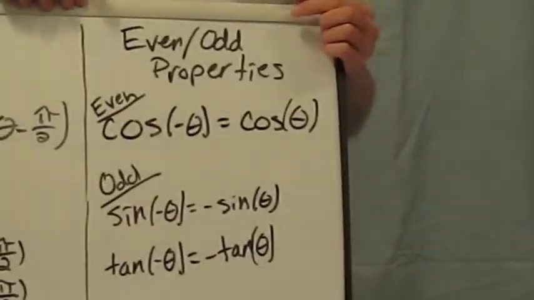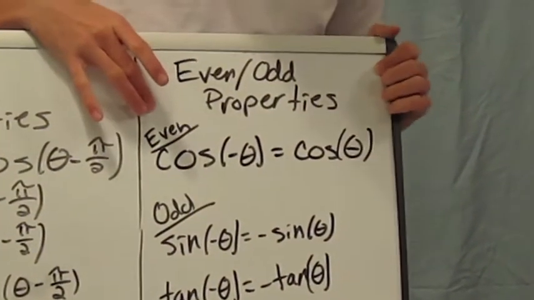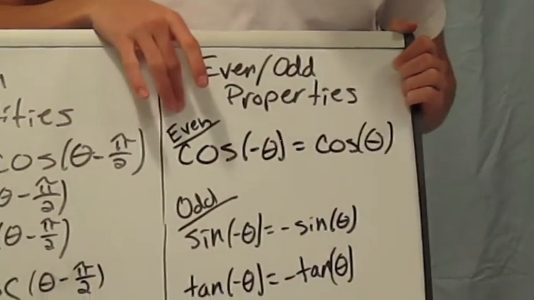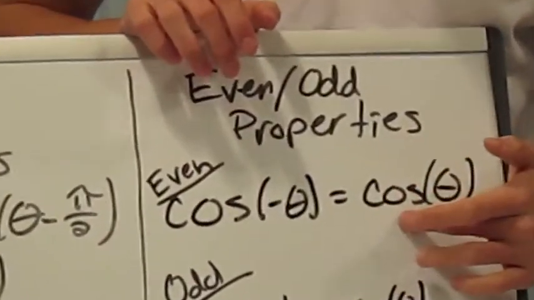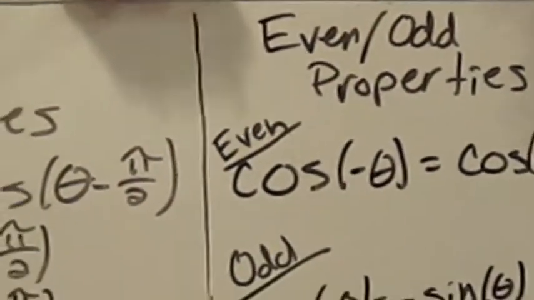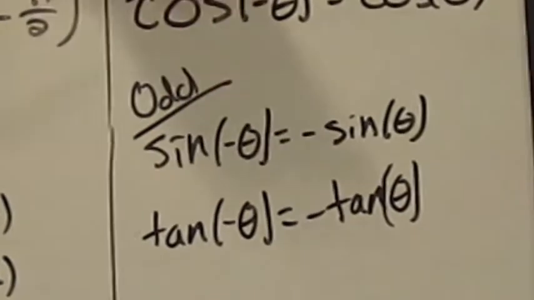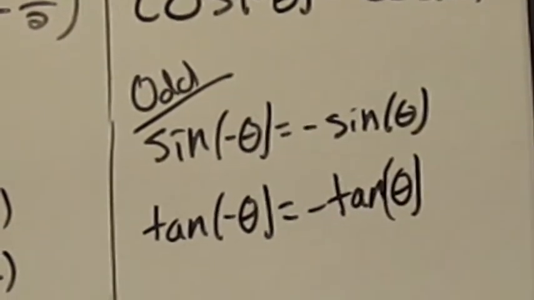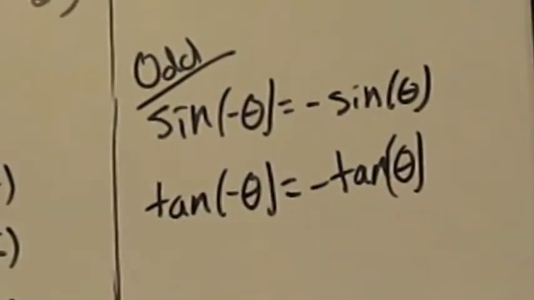Alright, under even odd properties, we have some pretty simple stuff going on. So our even property is cosine of negative theta equals regular cosine of theta. So nothing too interesting, you're basically just dropping the negative. Under our odd properties, we have sine of negative theta equals negative sine of theta, as well as tangent of negative theta equals negative tangent of theta.